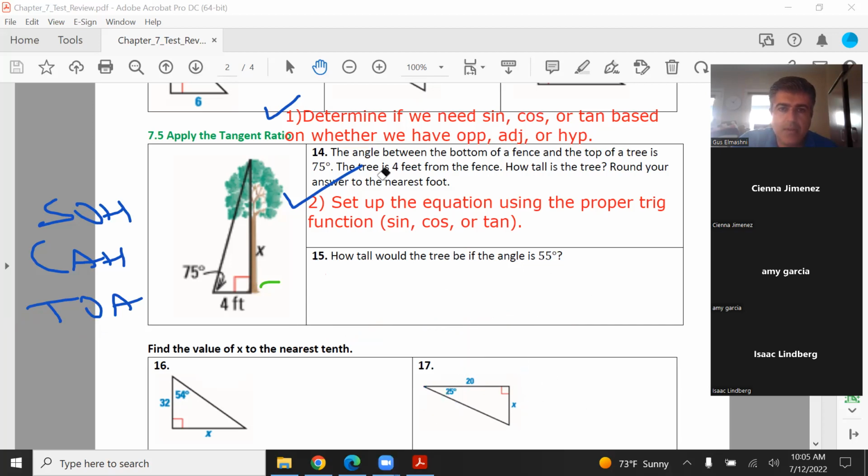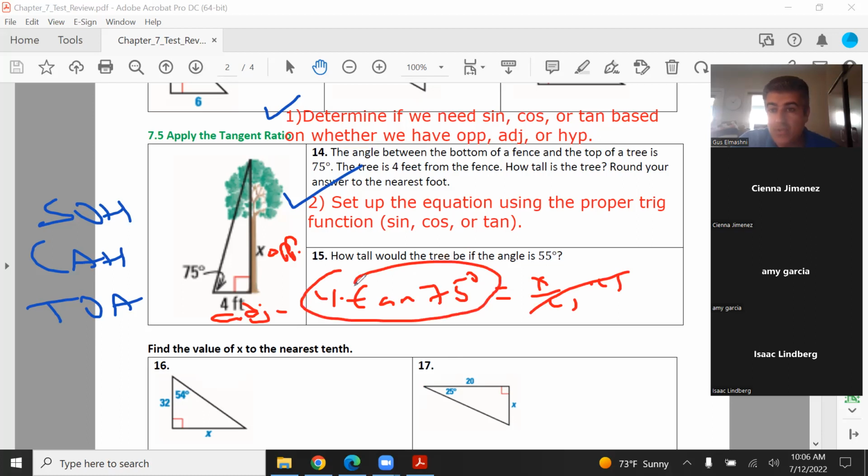Okay, question in the chat. 14, sure. 14, the diagram's already given to you, so you do the same exact thing. Tangent 75 degrees equals x over 4, because that's opposite, and that's adjacent. Multiply both sides by 4, those cancel, and whatever that is, that's your answer. That's that.